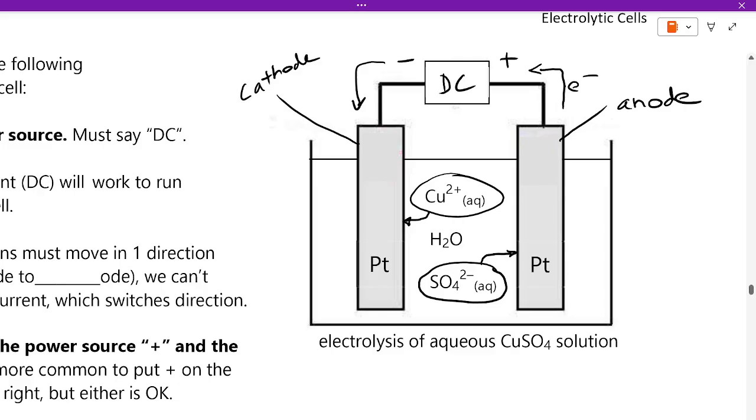And if this were a multiple choice question, and it said, what substance is oxidized at the anode? I know that polyatomic ions don't really undergo oxidation. So I could just be like, oh, it must be water. Okay, but we'll go through the whole thing and show you why.